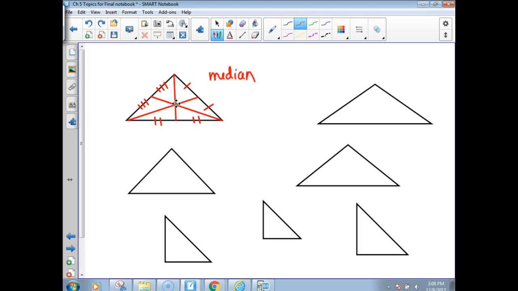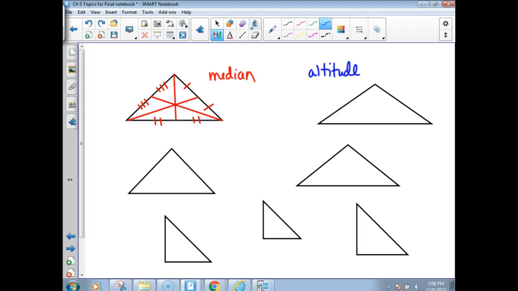The medians do meet in a special place. It happens to be the center of gravity, but you're not going to be responsible to know that. So, like, you could balance the triangle on its center of gravity here. It's kind of an important point. The next one on the paper, what's it say? Altitude.